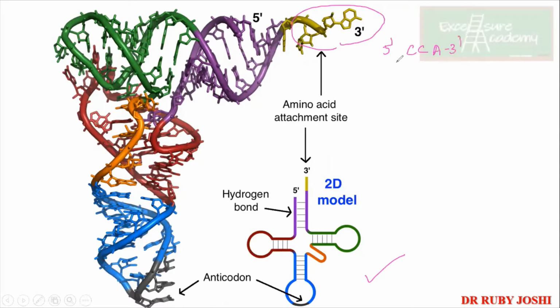5'-CCA-3'. The sequence is single stranded and it is also known as the acceptor arm of tRNA, correct? Then we have the anticodon region. Then of course we have the dihydrouridine group. Here it is the pseudouridine group and the variable loop of your tRNA.